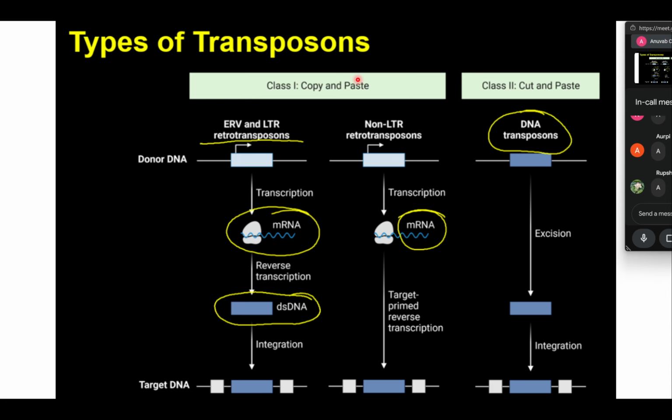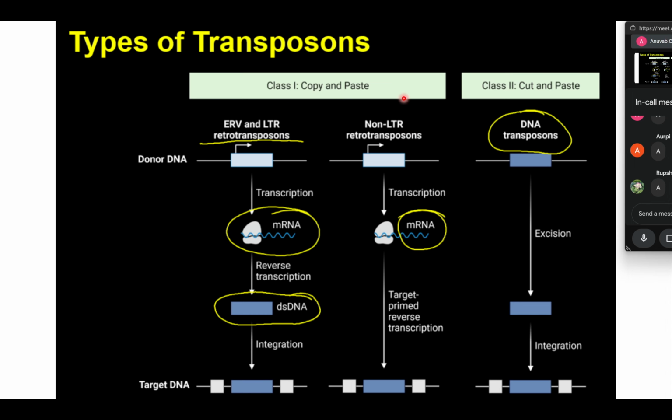Copy and paste ones do not move from one place to the other, but they make an mRNA first. So they transcribe an mRNA, and the mRNA forms a protein which is reverse transcriptase. The mRNA by itself can be reverse transcribed into a complementary double-stranded DNA. This double-stranded DNA then also uses the retrotransposon's LTRs to integrate. So it has everything required to form another copy of itself and then integrate somewhere else in the target DNA.